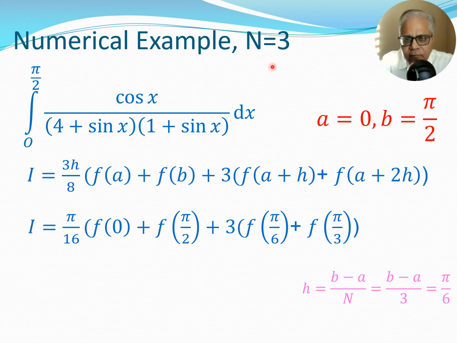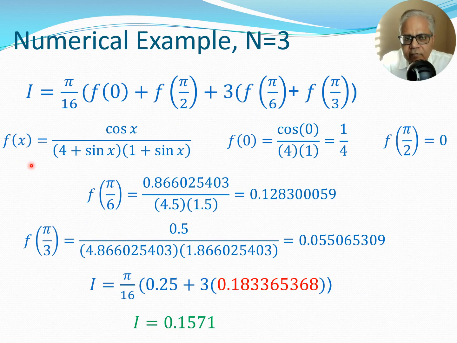So let us now proceed forward with n is 3. Of course, we know a is 0. That's the lower limit of the integral. And b is pi by 2. That is the limit here. So I can write the expression for I like this, which we derived before. And then we put a is 0 and b is pi by 2. a plus h is simply going to become pi by 6 and a plus 2h is going to become pi by 3. Remember, h is pi by 6. So you have to do some additions here to get these particular values. Now, of course, once I have this expression, what I need to do is calculate all these values at the different points for this given function.